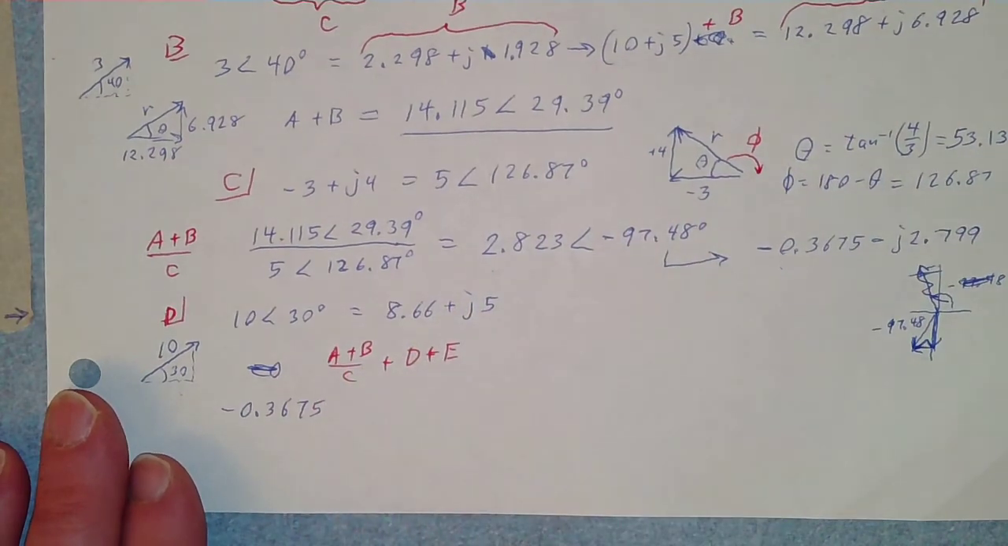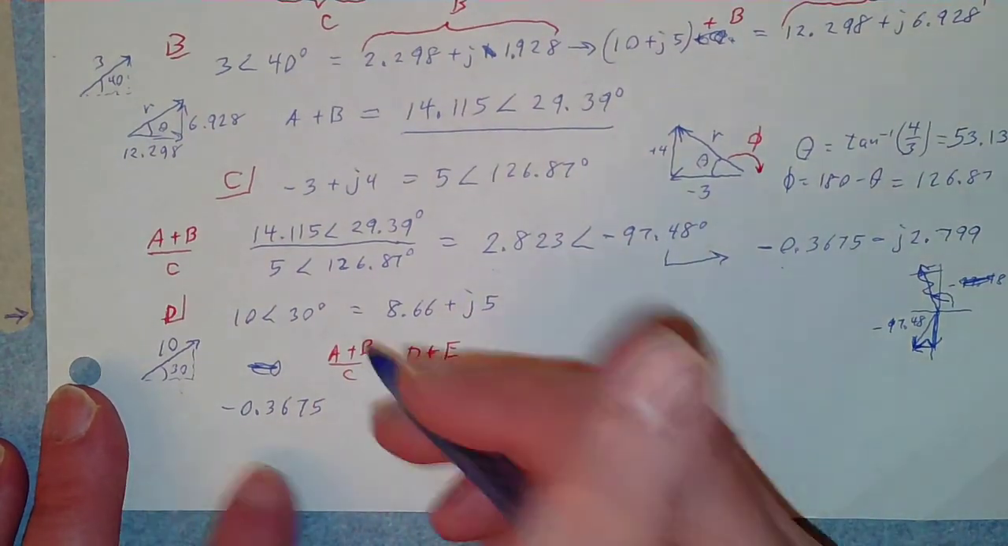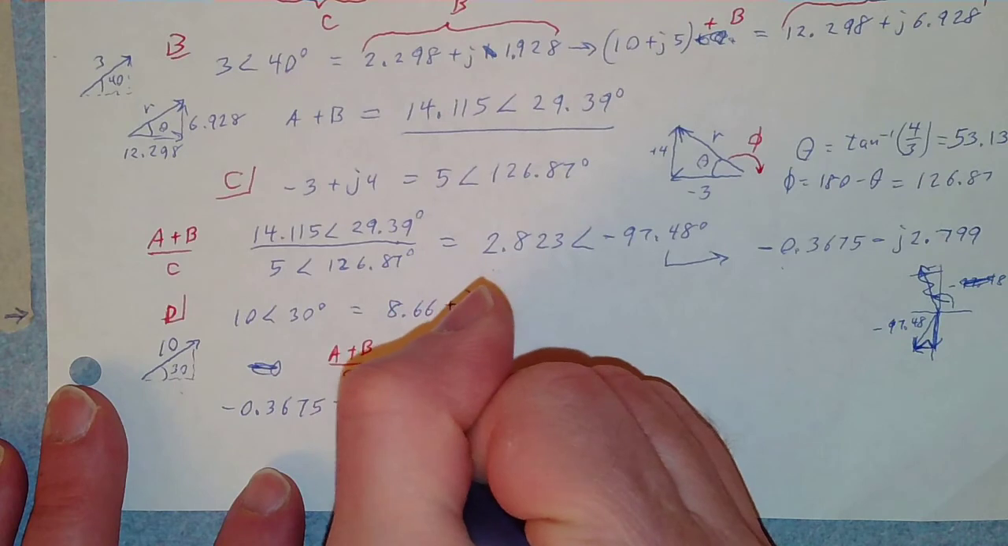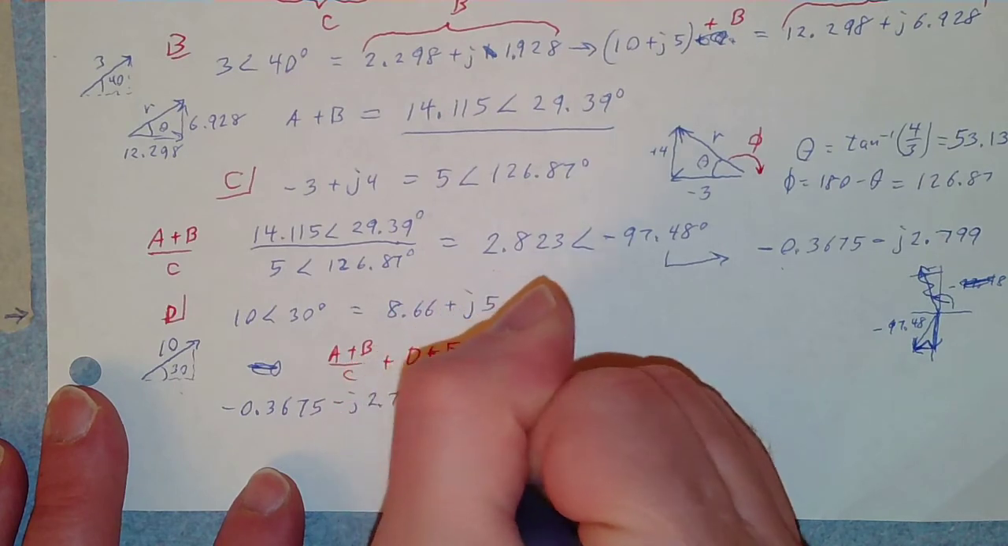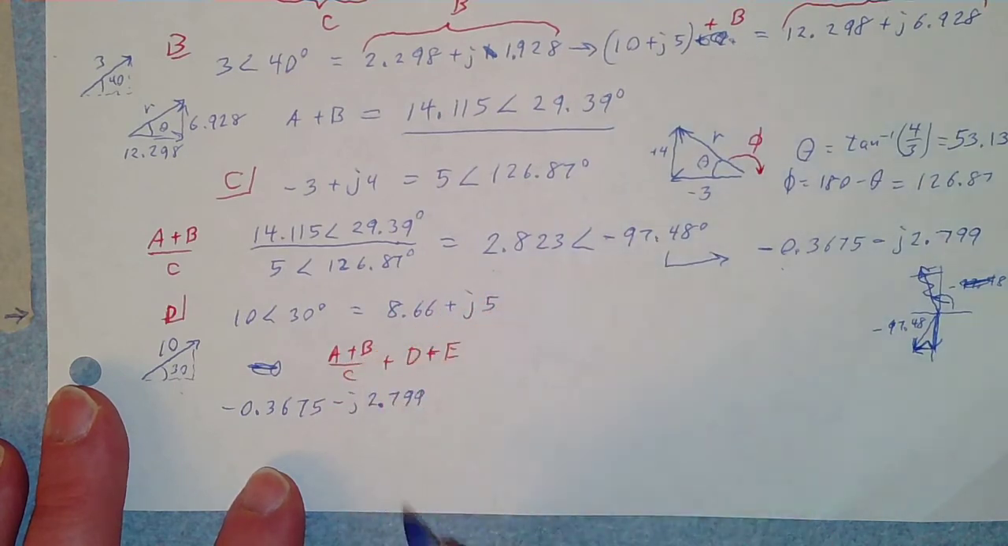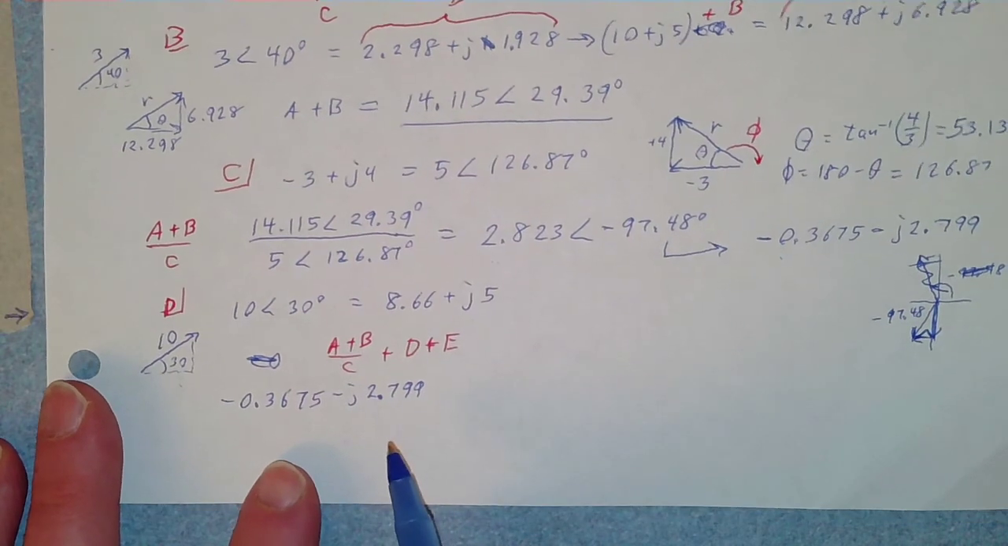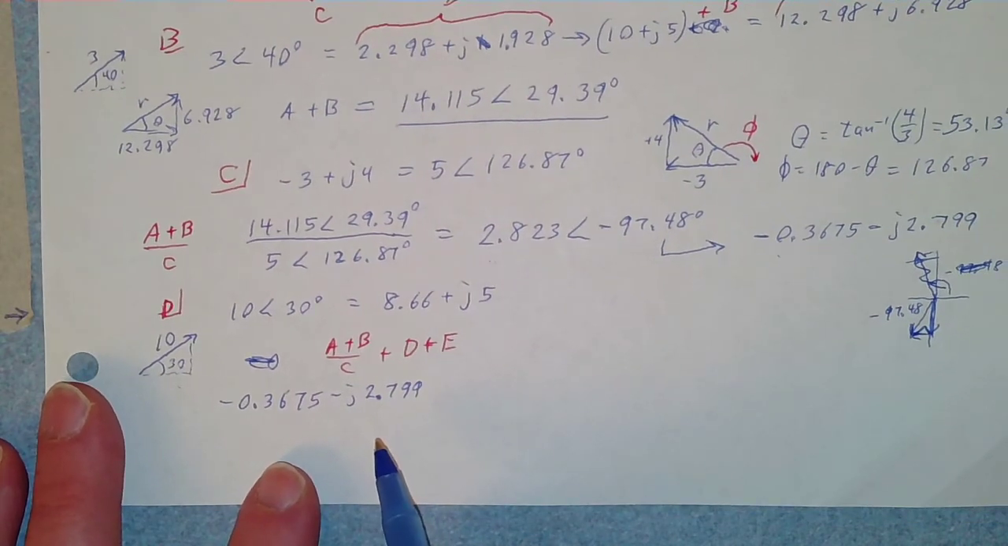0.3675. Can you guys tell I'm trying to stay on one sheet of paper here? Minus J2.799. If I run out of paper, I'm confined to my house. I can't get any. I have to use toilet paper.